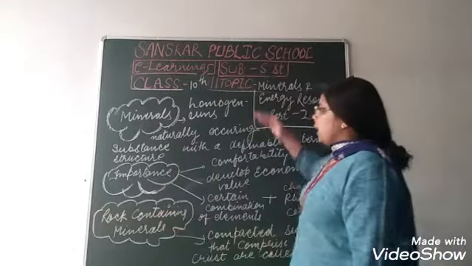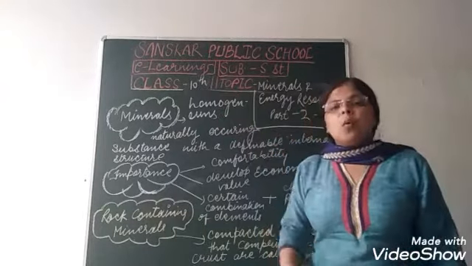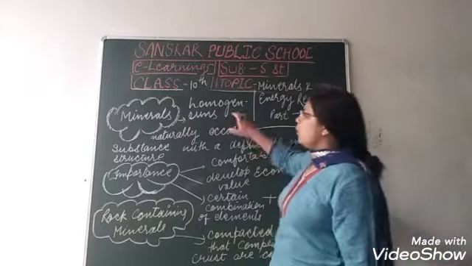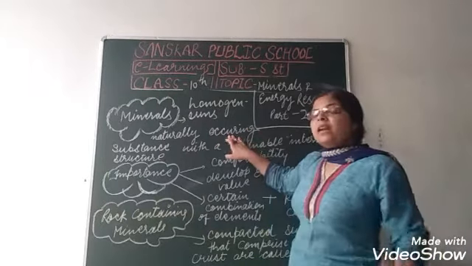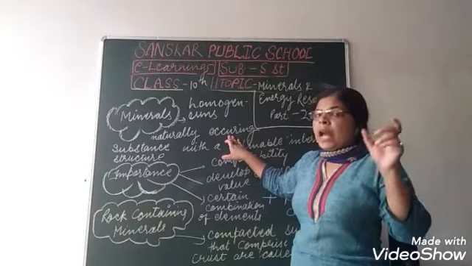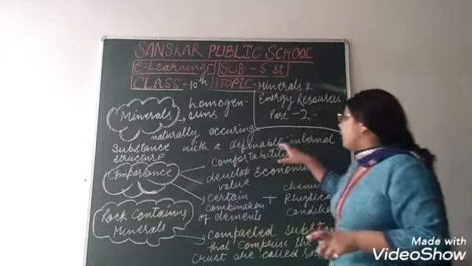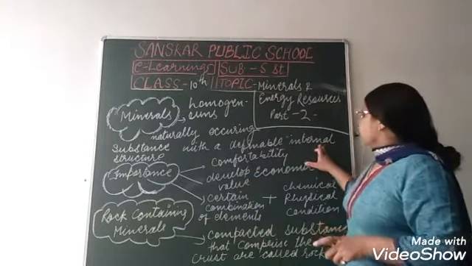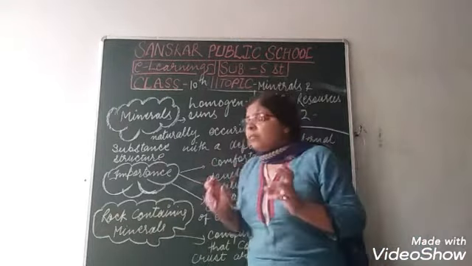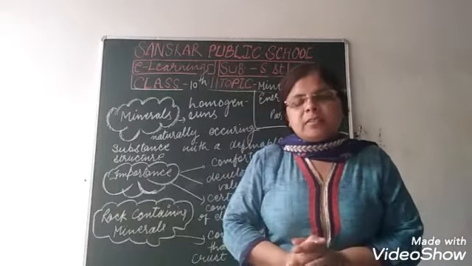So now again listen, homogeneous. It means whatever things we are using in our daily life, in our home. Naturally occurring means that those things occur naturally. Substance with a definable internal structure means that it has a definable internal structure.